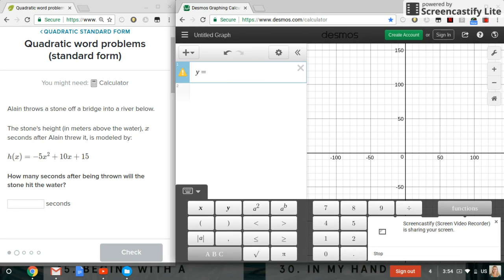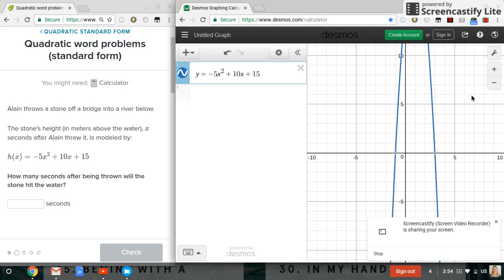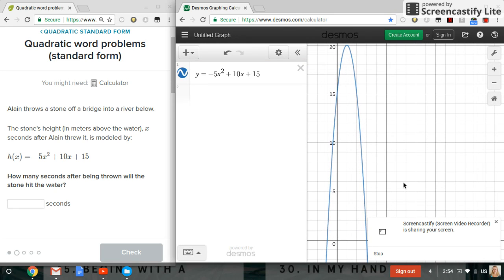So y = -5x², so I'm typing in my Desmos, + 10x + 15. Make sure you got all your numbers and all your signs correct. And you can see that Desmos has plotted the graph for me here. So I'm going to zoom in a bit. I'm going to go to the home. And I'm going to do a few things here.